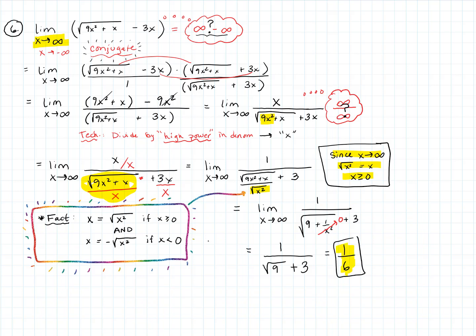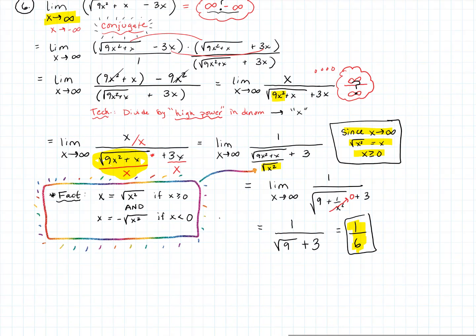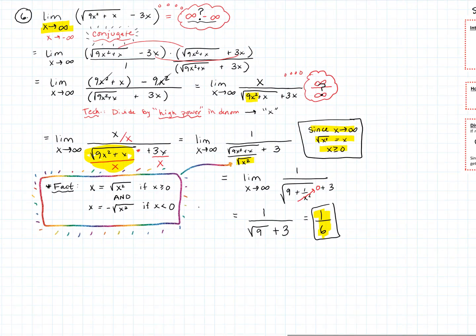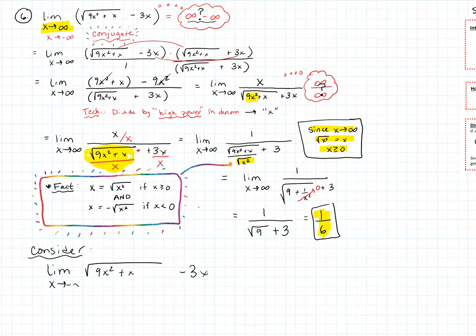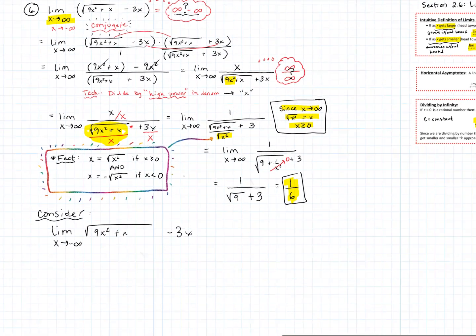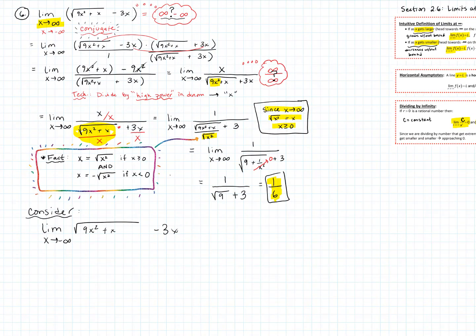Now, because I'm running out of time and I don't have time to do a whole other example where this is negative infinity, I want to just extend this and say what would be different here. So let's just consider for a second, if all I did was take this same limit, same function, 9x squared plus x minus 3x, as x approached negative infinity. Our process would be exactly the same, same process. So I won't go through that same thought process again.